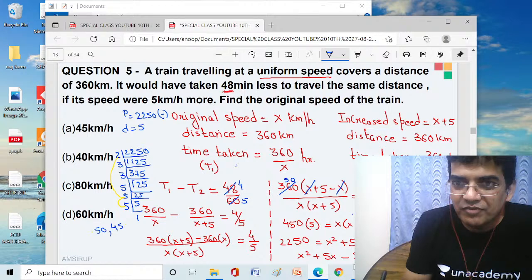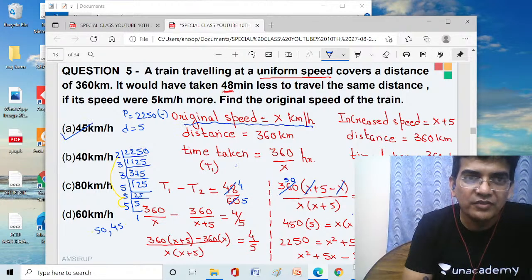The question says find the original speed of the train. So the original speed of the train is 45. This is the original speed of the train. So my answer will be this A part. Original speed of the train is 45 kilometers per hour. Hope this is clear to you how we have done this.